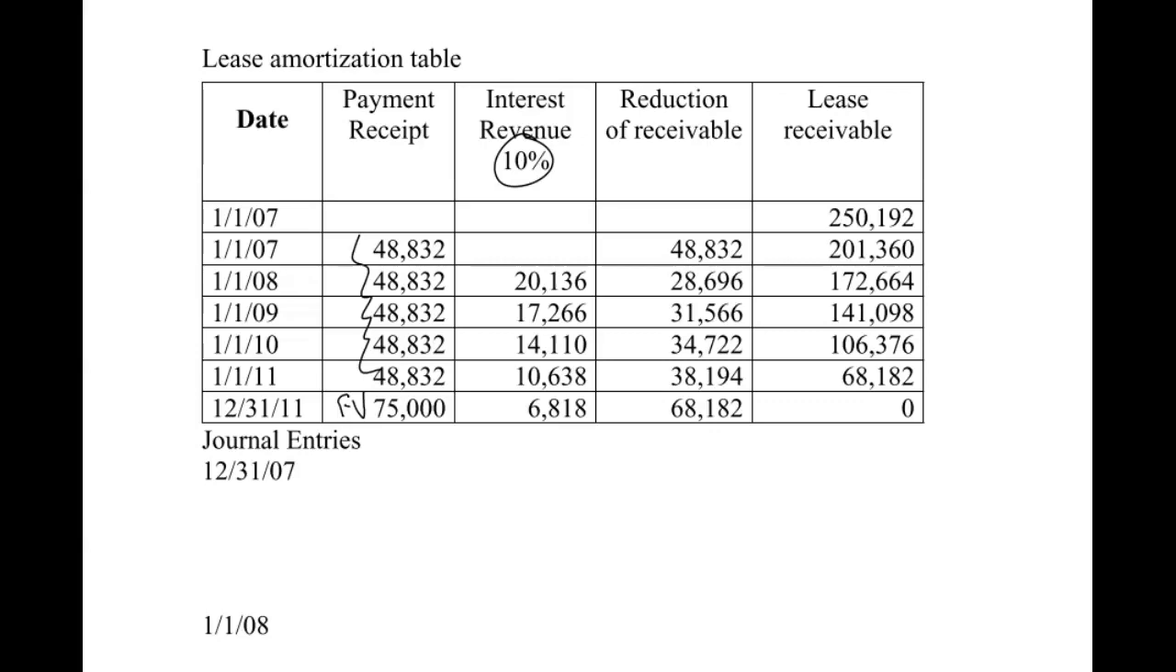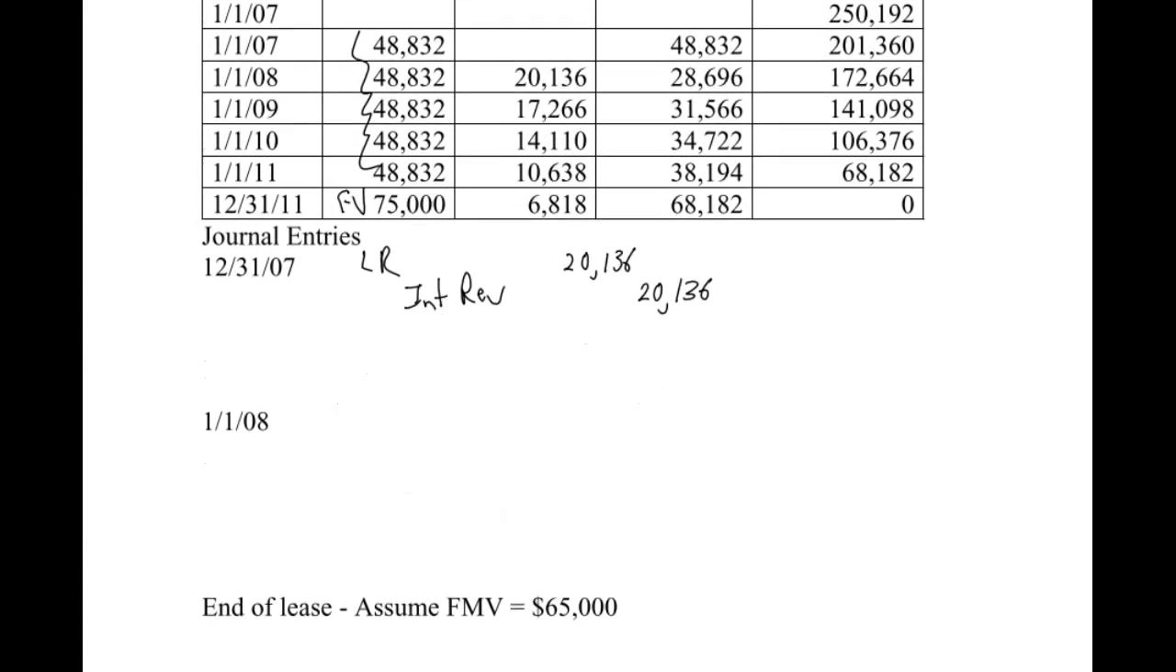All right, so on 12/31/07, we're going to accrue our interest revenue. And remember, we do that for the 20,136. Now remember, this is the lessor, so we're not amortizing any right-of-use asset or depreciating an asset because we don't have an asset on our books. On 1/1/08, we make the payment. So we'll have cash, lease receivable for the 48,832. Okay, so pretty straightforward. Once we get in the table, it's just like the other sales type lease we did earlier in the problem for the lessor.